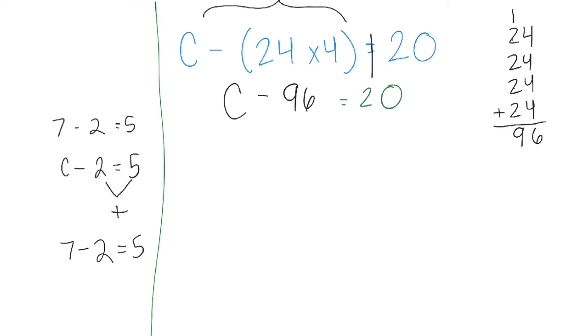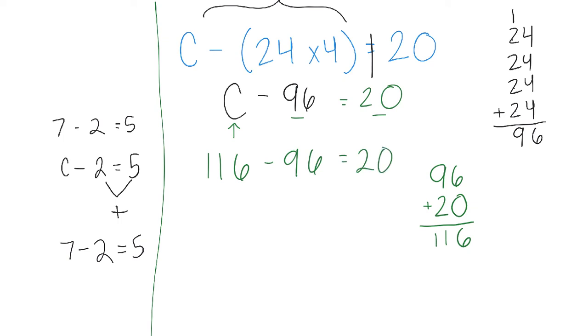I can add these two numbers to find my starting number. So 96 plus 20 is 116. So 116 minus 96 equals 20. And I could always solve that to see if that's true. Therefore, C equals 116. That's how many cookies she started with.